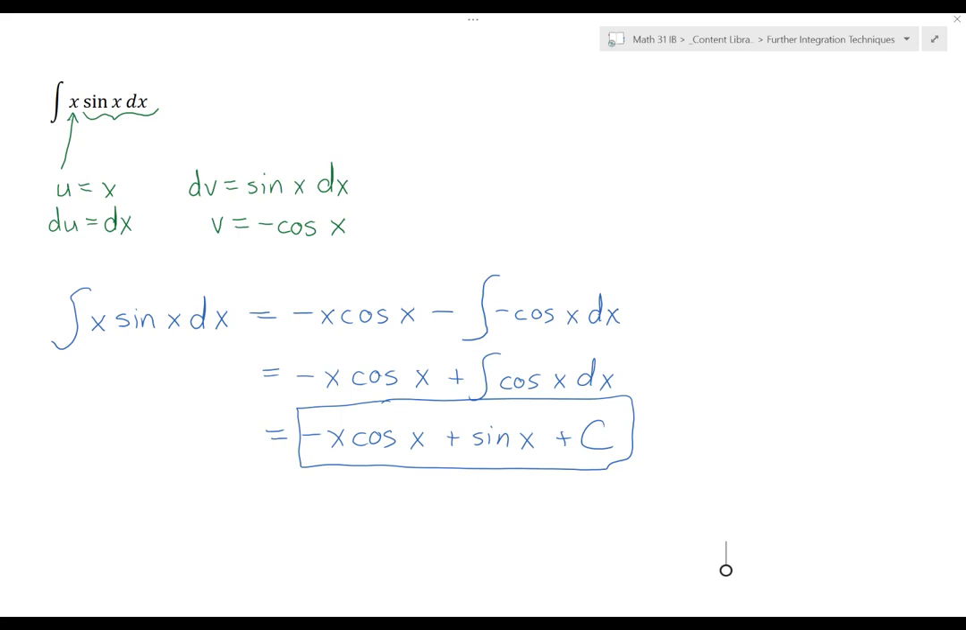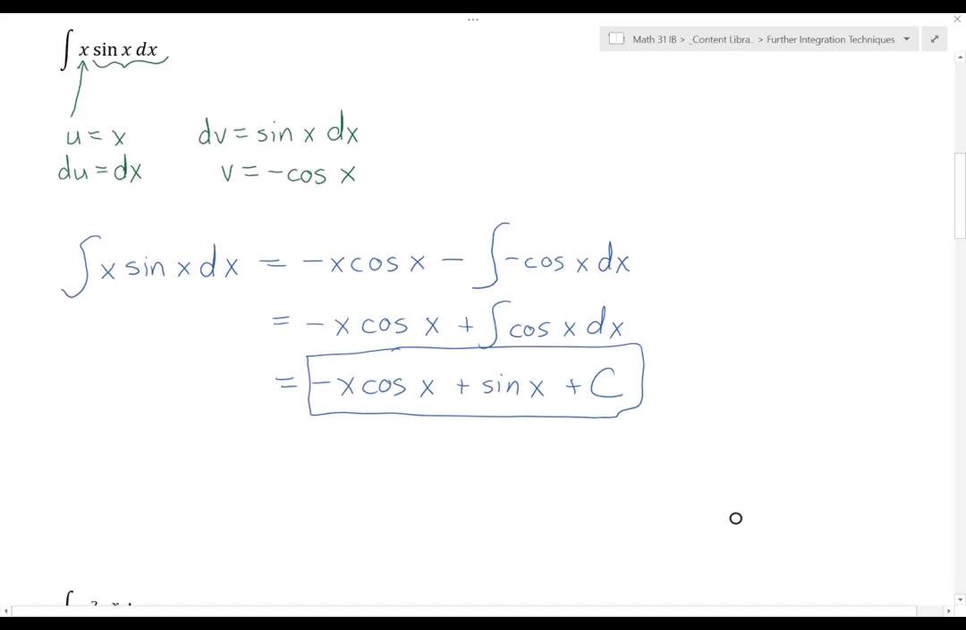For the other function, sine of x, whether I differentiate it or integrate it, it doesn't become more or less complicated. So I'm going to make that the dv because it's easily antidifferentiated. If that doesn't fully make sense just yet, that's okay. We'll do a bunch more examples and hopefully it starts to become a little clearer.